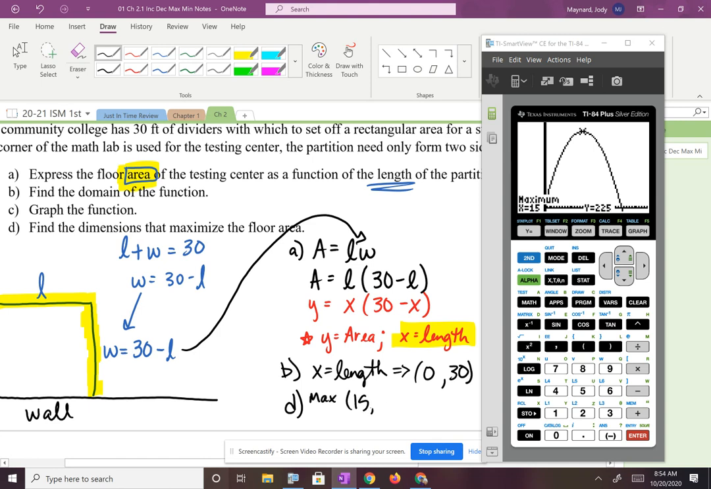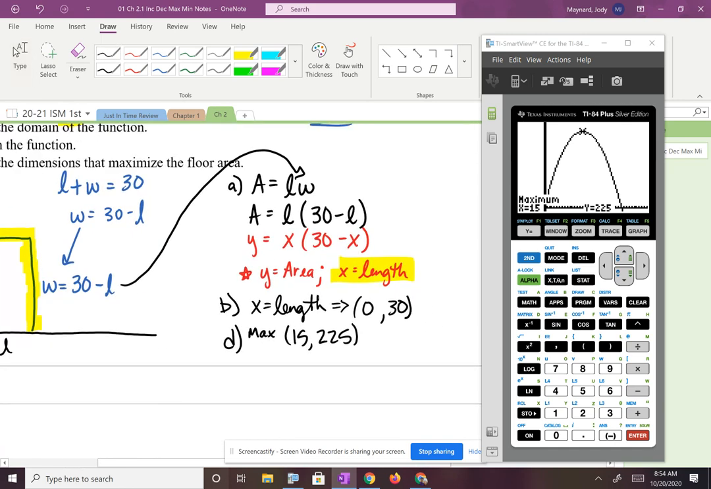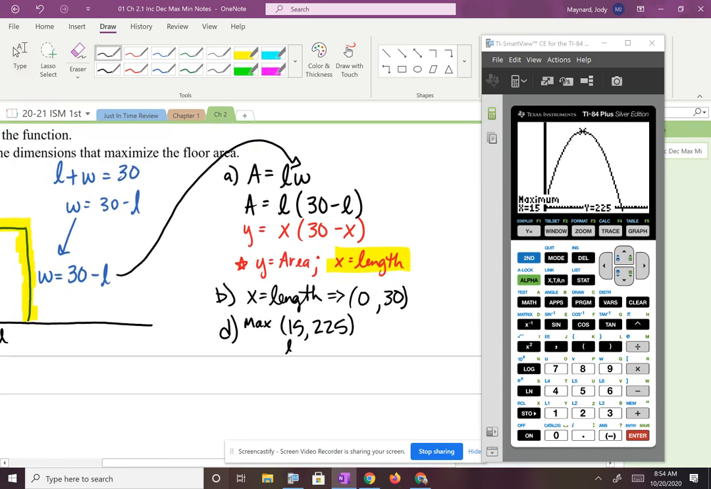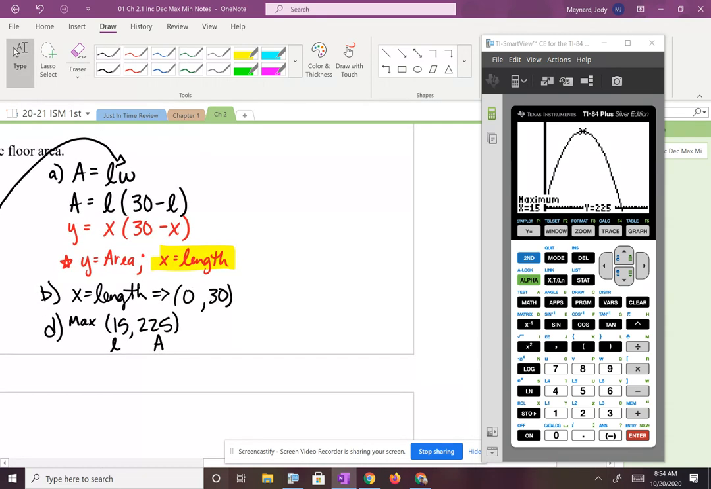Okay, so my maximum here is 15,225. Remember, this is x comma y. So this is my length. This is my area. But it's not asking for that. It asks for the dimensions. The dimensions is length times width. So here, the maximum, I'm just going to kind of write up here. The max area is 225 feet squared. The length is equal to 15. How do I find my width?